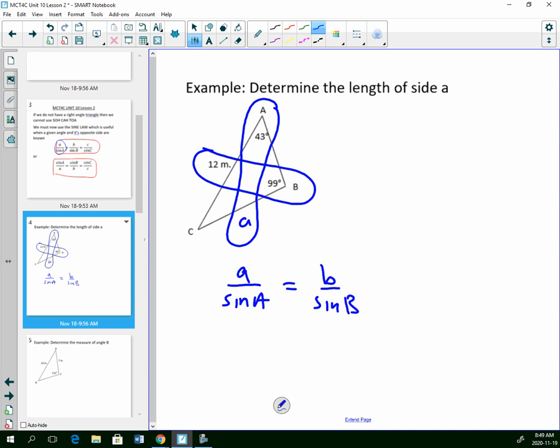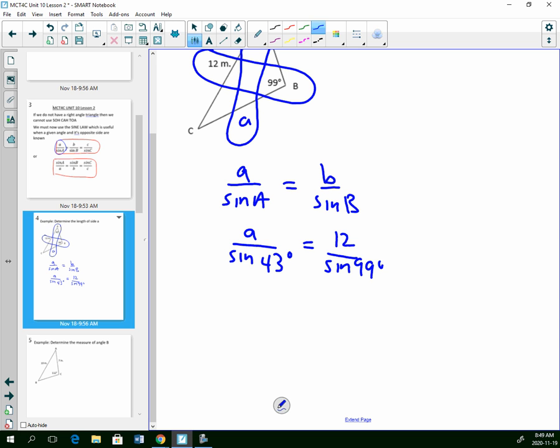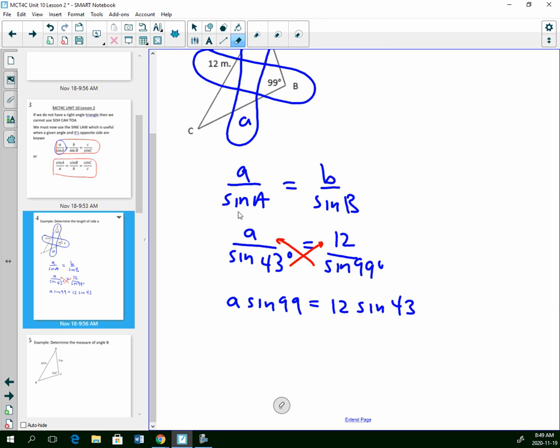Once you've done that, you can fill in what is given. Side A we are trying to find. Angle A is given. Side B is given, and angle B is given. And then we can cross multiply to solve for A. So we have A sine 99 equals 12 sine 43, and then we have to divide to isolate for A.